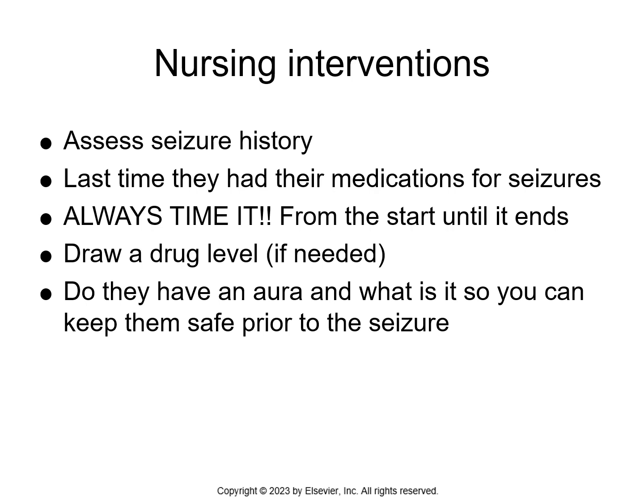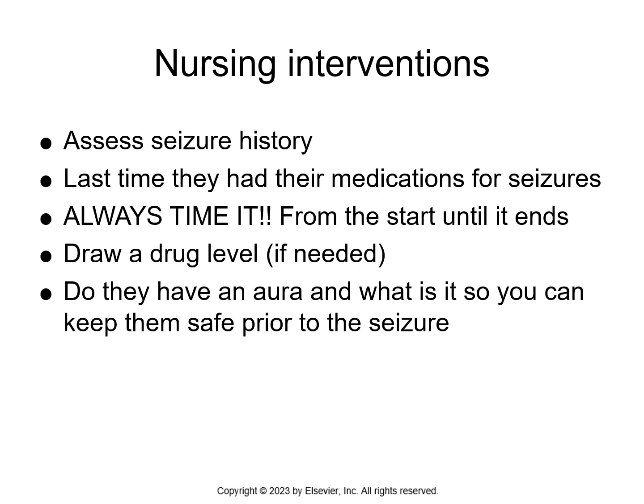We also need to draw labs. We need to get some labs. We want to know a drug level. If you can get a drug level on the medications they're taking, we want to know what their level is. So that tells us, do they have enough drugs or medications in them to prevent the seizure or not? This also will let us know if they are compliant or not. And so this is a good thing to know.